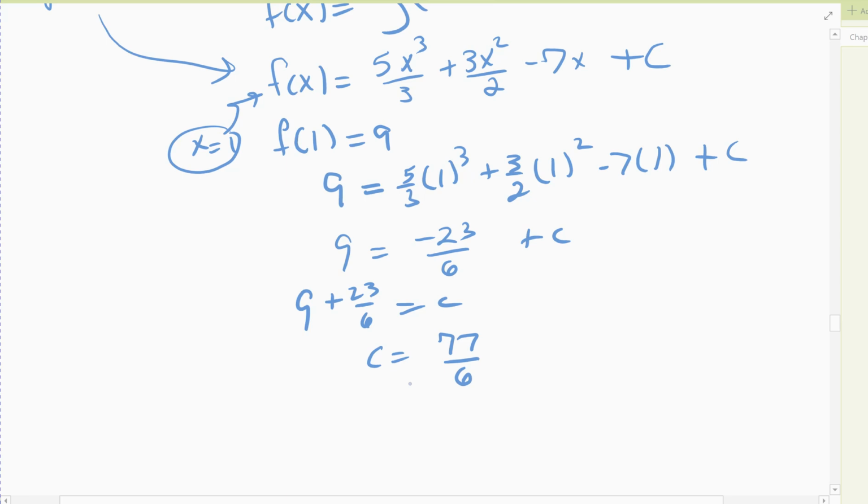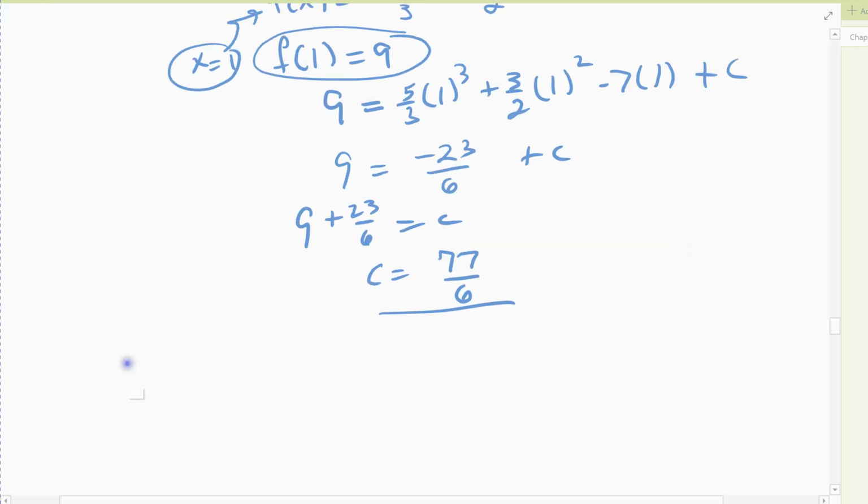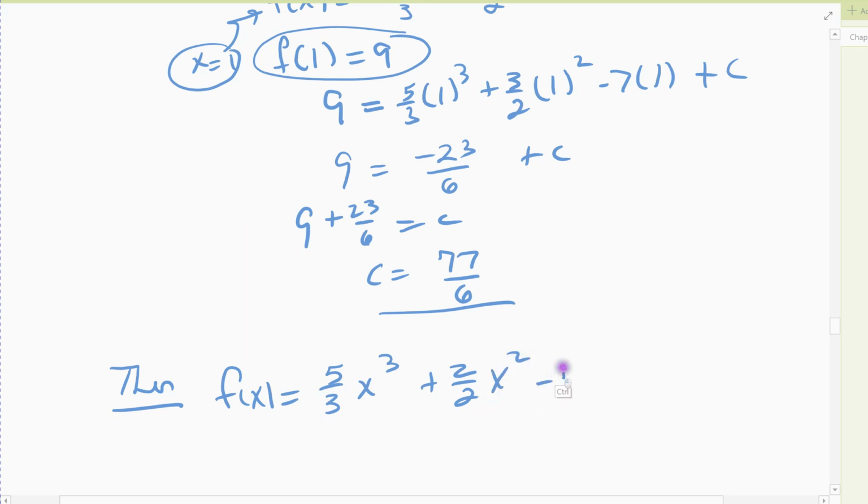And so there is the constant. There are infinitely many values my constant could be. But in order for 1 to go in and 9 to come out, in order for this to be true, my constant has to be 77 over 6. So my final answer is, then the function we're looking for, f of x, is 5/3 x cubed plus 3/2 x squared minus 7 times x plus 77 over 6.